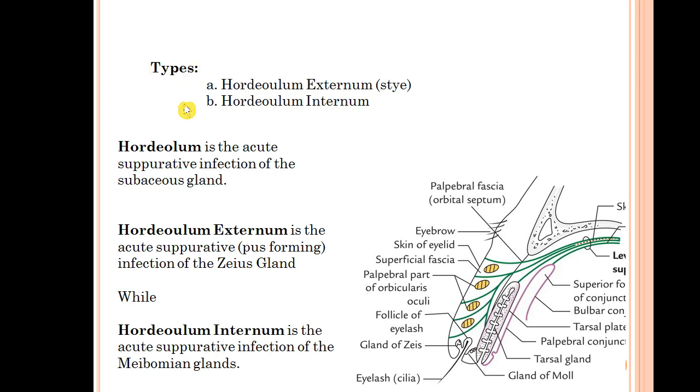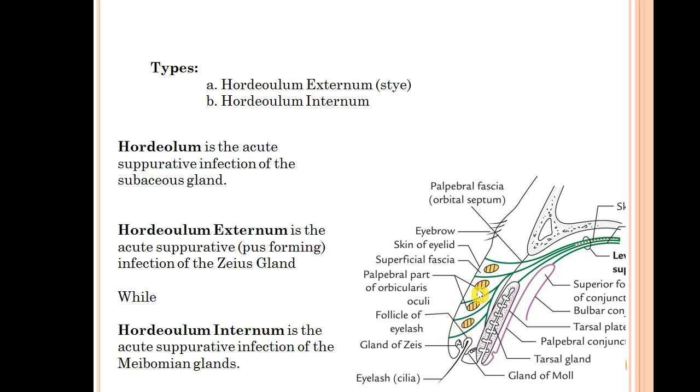Now let's talk about its types. There are two main types of it, that is Hordeolum externum and Hordeolum internum. Let me remind you that the hordeolum is actually the infection of the sebaceous gland. And now if you remember the anatomy of the eyelid, we have covered that we have two types of sebaceous gland in the eyelid. One is present anteriorly or externally, that is called the gland of Zeiss, whereas the other is present inside the tarsal plate, that is called the meibomian gland. Here is the anatomy of the eyelids.